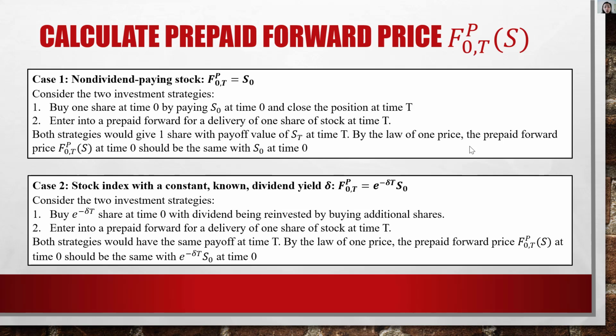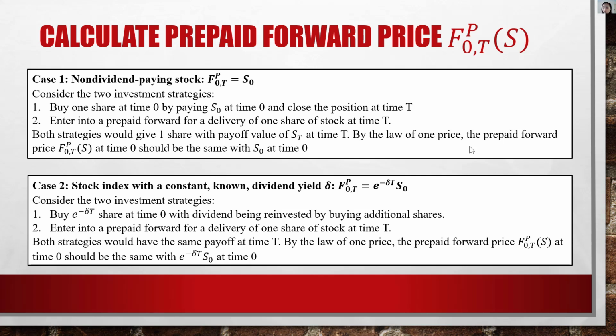And the reason for it is we want to make sure at time T we get exactly one share. That's why instead of buying one share at time 0, we buy the present value of one share at time T. So at time 0, instead of buying one share, we buy e to the negative delta T shares. And then with the dividends earned, we reinvest them by buying additional shares. So here, the first strategy in the second case is different from the first strategy in the first case. However, in both strategies in the second case, we will have the same payoff at time T.